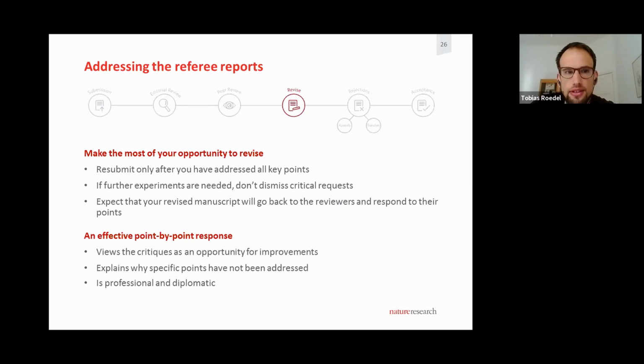And in the end, please provide a point-by-point response to all the concerns raised by the referees, and be professional or diplomatic and constructive. I know that scientists are passionate about the results, but the peer review process should be as objective and neutral as possible.